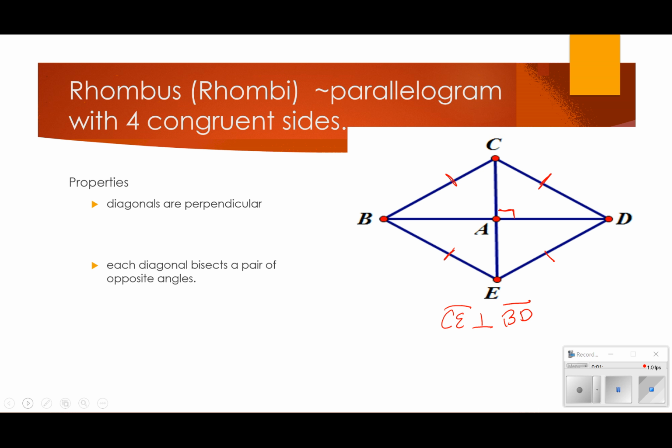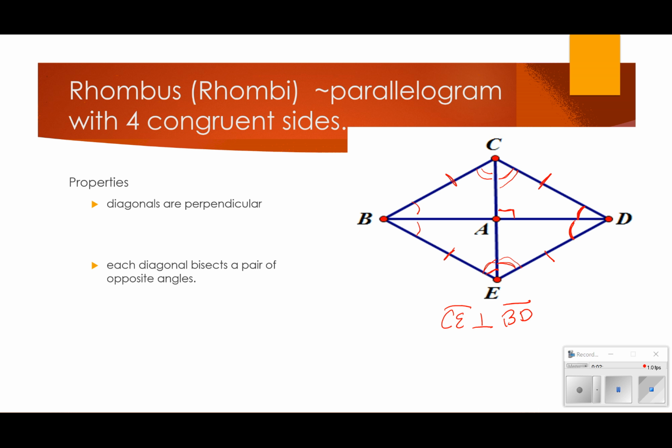We also know that each diagonal bisects a pair of opposite angles. So it's going to bisect this angle right here and this angle right here. It's also going to bisect this angle and this angle. Now, the angles opposite these, because those are congruent and because they're bisected, are also going to be congruent to the ones opposite them. So these are congruent as well.